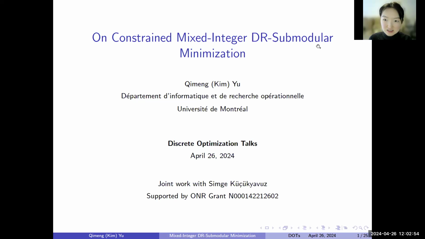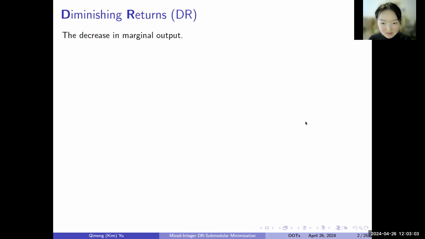So as this title suggests, we will be exploring the so-called DR-submodular functions. Let me first explain what that means and why they're useful. Here, DR stands for diminishing returns, which just means the decrease in marginal output.